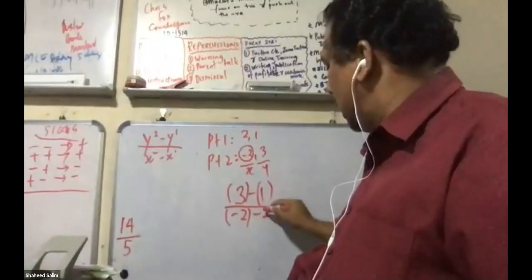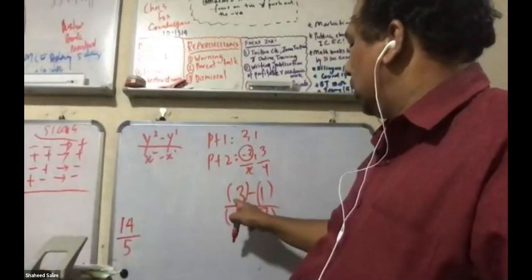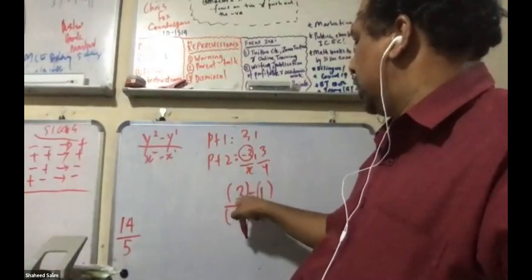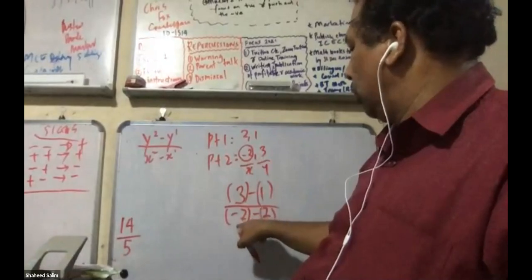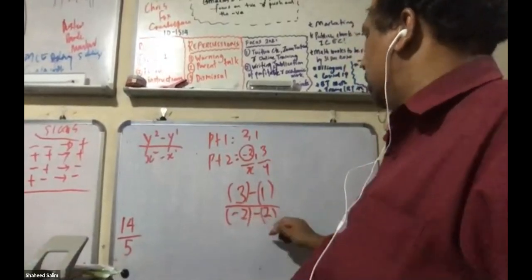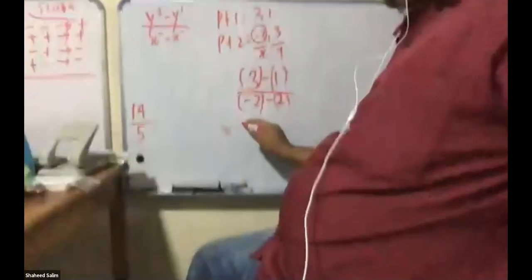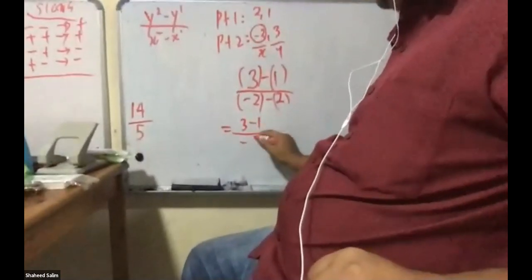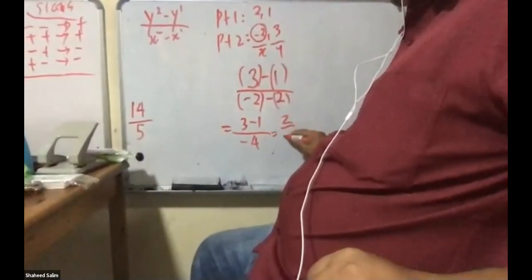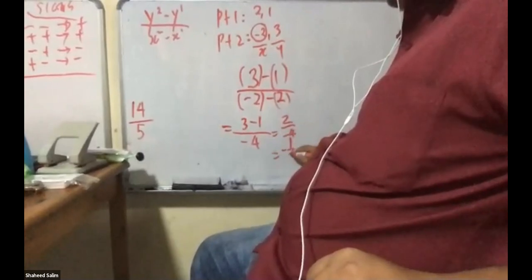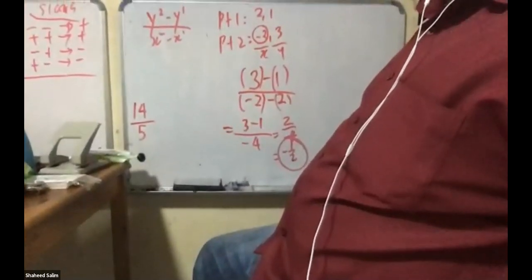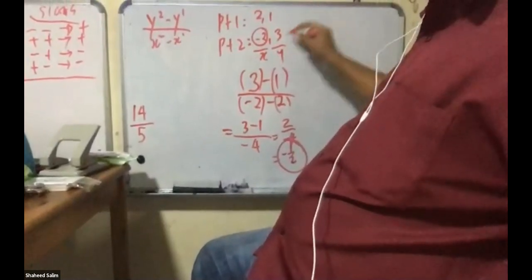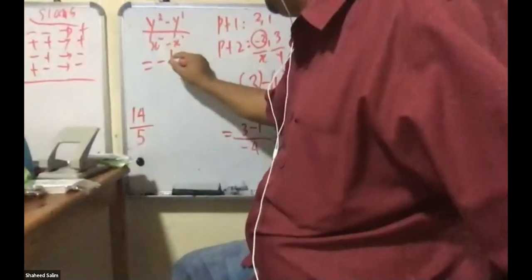Sometimes I'll do it this way. I will put a bracket like that, because sometimes I don't want to be confused. I put 3 inside the bracket, -1, and down here -2, I put -2 in the bracket. Then after that, I minus. 3 minus 1 over -4 equals 2 over -4 equals -half. Can you see this is -half? So the gradient is -half.